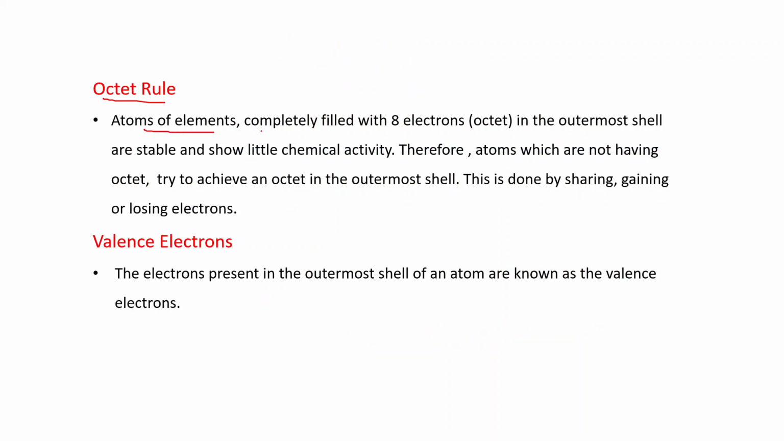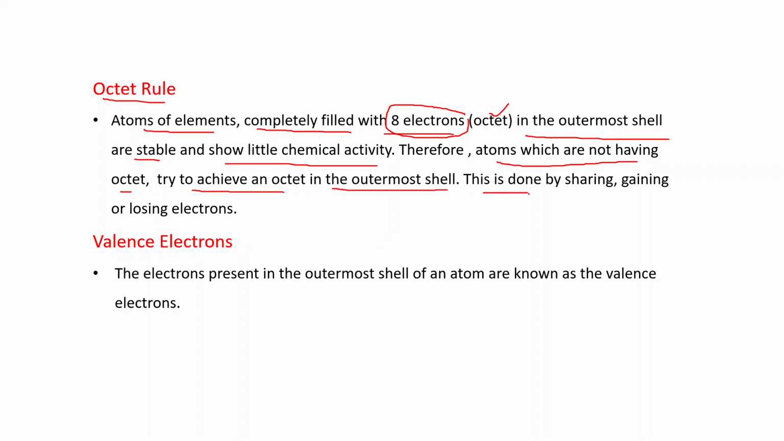Atoms of elements completely filled with 8 electrons in the outermost shell, also known as an octet, are stable and show little chemical activity. That is, the presence of an octet configuration in the outermost shell means little chemical activity and stability. Therefore, atoms which do not have an octet try to achieve one in the outermost shell. This is done by sharing, gaining or losing electrons. This is called the octet rule.